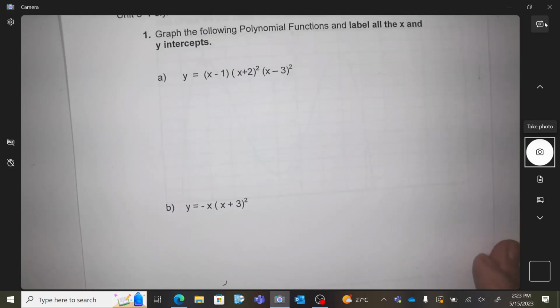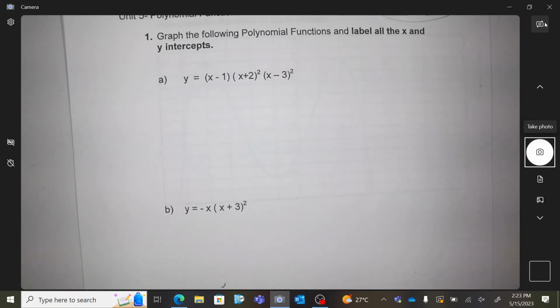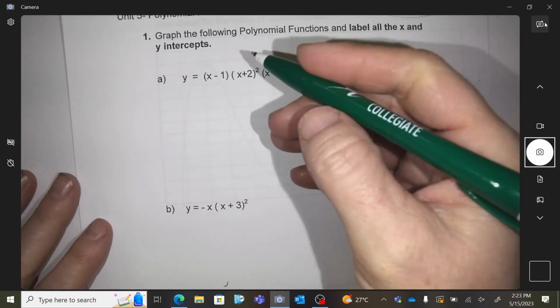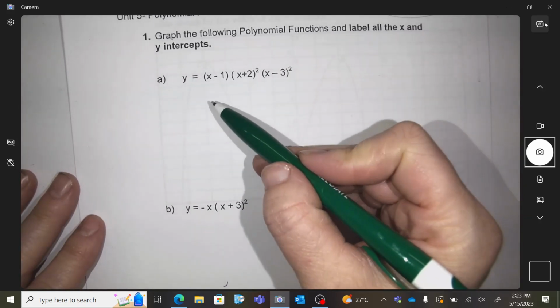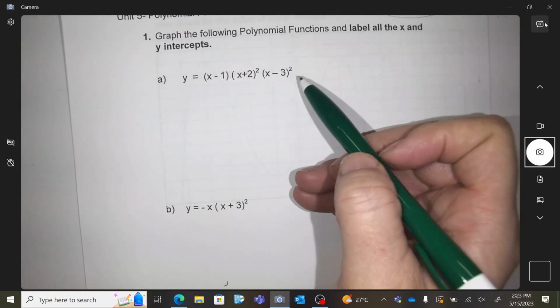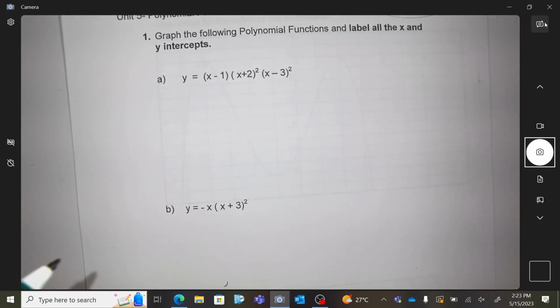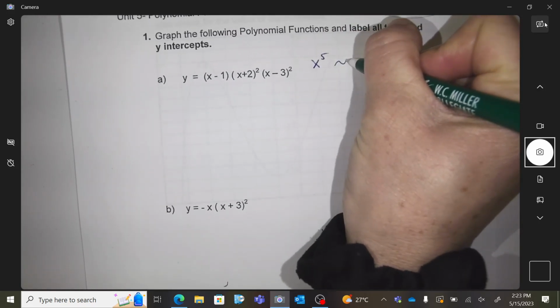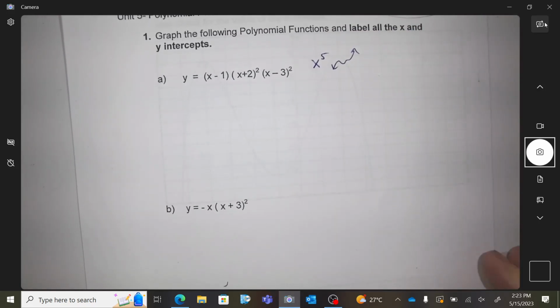Okay, graphing. So every time you graph, make sure you're doing your labels. So let's start with, how many x's do I have on this one times altogether? 5. So it will be an x to the 5th. So I know for sure the arrows would be doing that. There might be an extra bump in there.